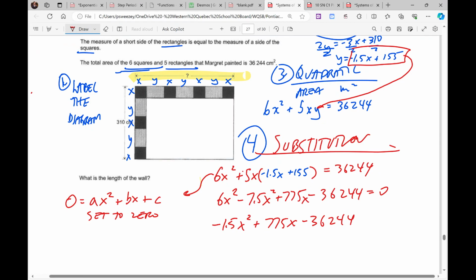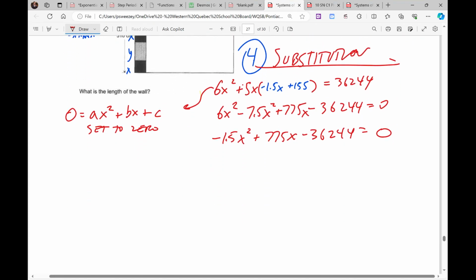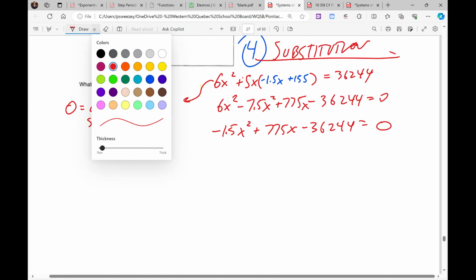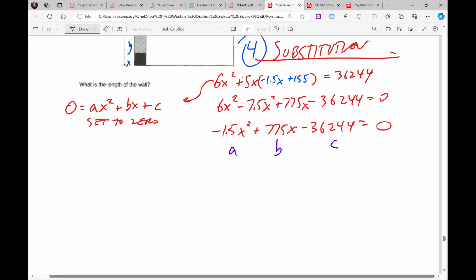No, that's ugly. I tried dividing that 36,244 by negative 1.5, but it doesn't give me anything pretty. So now our objective here is a, b, c, the quadratic equation. This is pretty common, pretty standard. From here, you're just going to work it out and solve for it. That's basically it in a nutshell. I'll finish this here in a second.